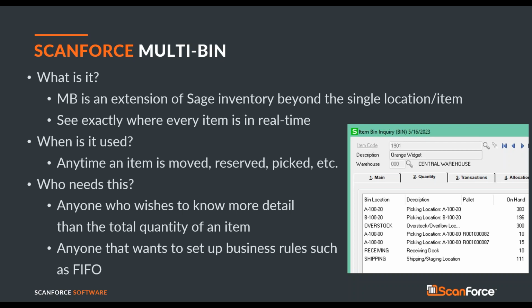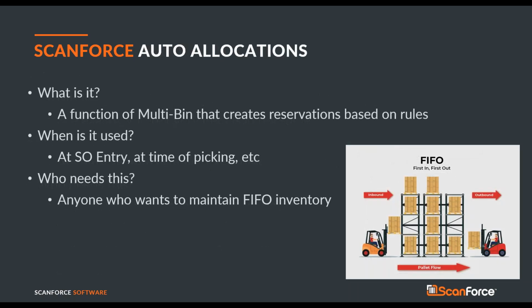And this is especially important if you're interested in keeping FIFO in your warehouse, okay? We have this feature built in multi-bin called auto allocations. What auto allocations really does is create a reservation for you at the time the sales order is entered. You enter a sales order, we can reserve that based on business rules. One of them is FIFO. So if you want to ship the oldest stuff, then when we go to pick it, it'll tell us where the oldest stuff is. But wait, maybe the oldest stuff we received isn't the stuff that's going to expire first.